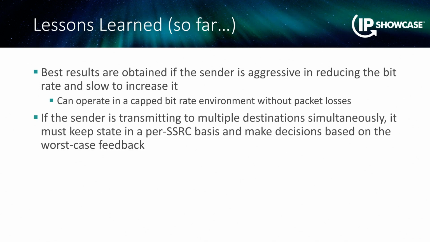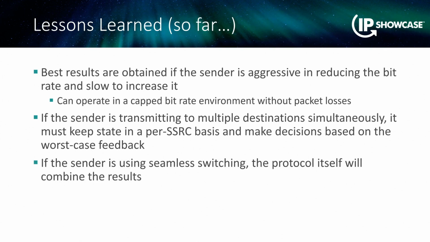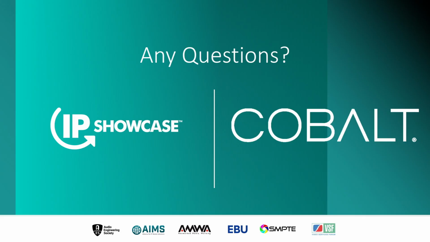The other thing, obviously, if you're sending one-to-many, so multiple unicast or multicast, you need to keep state on a per SSRC basis, the SSRC of the receiver. So this guy's reporting that, and you make decisions based on the worst case feedback. I did disagree, so we'll have a discussion after this. If the sender is using seamless switching, the protocol itself will combine the results. And that's that. Any questions?